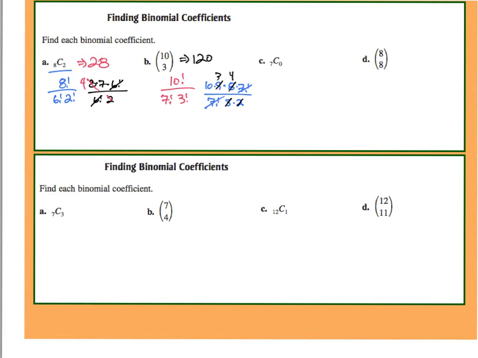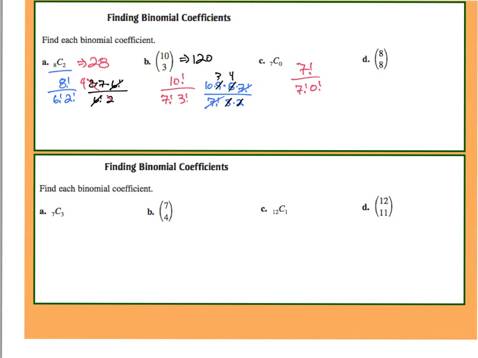All right, let's do this next one. I have 7 combination 0. What would I have up top? 7 factorial over 7 factorial times 0 factorial. It's just 7 minus 0. It's the n minus r. All right?